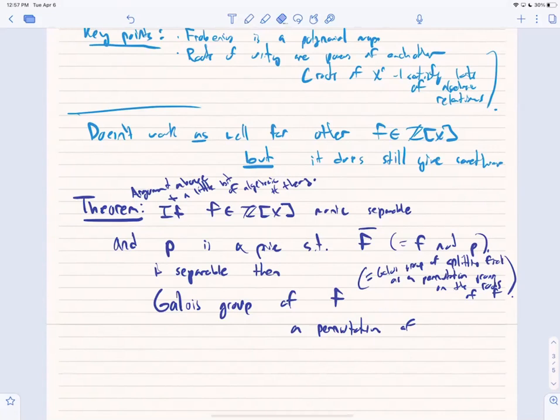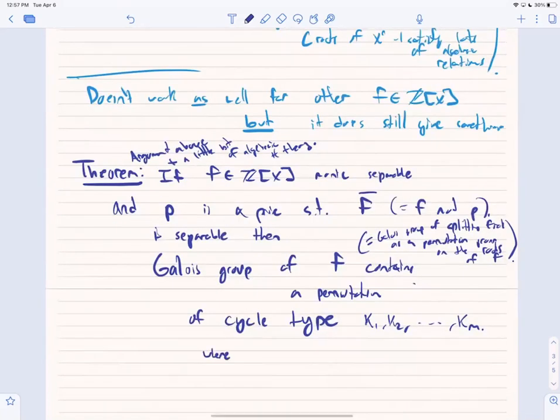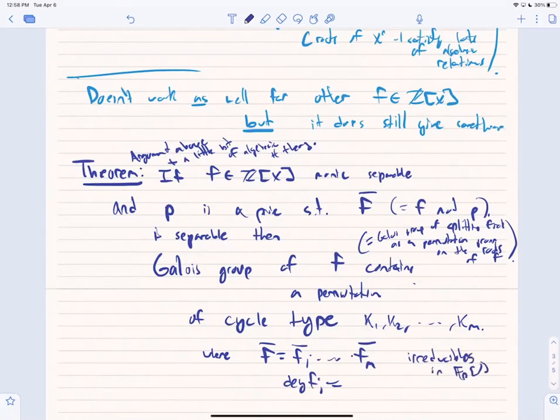So the statement is that the Galois group of F contains a permutation of cycle type k1 through km, where F bar is equal to F1 bar times through Fm bar, and these are irreducibles in F_p[x], and the degree of Fi is ki.